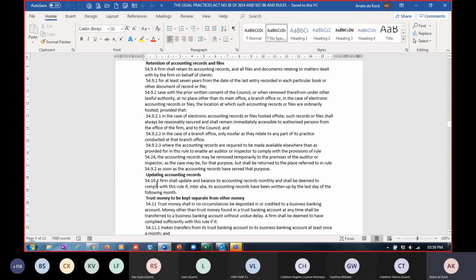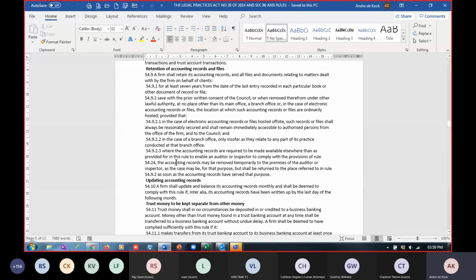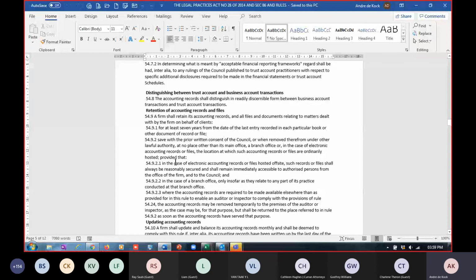Updating accounting records. A firm shall update and balance its accounting records monthly and shall be deemed to comply with this rule if its accounting records have been written up by the last day of the following month. We are now currently on the 13th, I think it is, of July. So your books for May would all have to be reconciled and balanced, and that had to be done by the end of June. June, you'll have to finish by the end of July. So you can see everything over here.